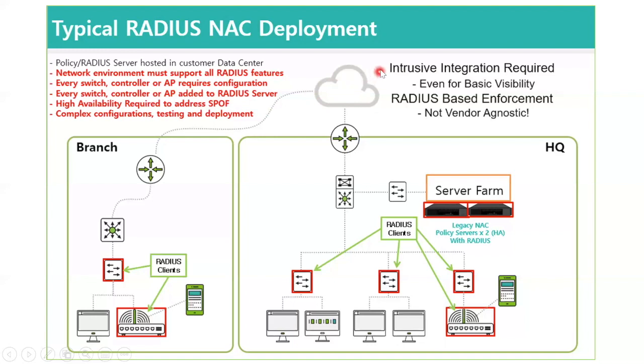Even just to get basic visibility with Radius, you have to enable authentication to get Radius accounting so you can actually see devices on the network. So you have to go in there and turn on authentication to get that kind of visibility. Additionally, I talked about the term vendor agnostic earlier being overused. No matter what you're told, Radius-based enforcement for NAC is typically not vendor agnostic. There's going to be certain switches, makes, models that are supported, some that are not. And then even if you change that out, you may have to modify those configurations.